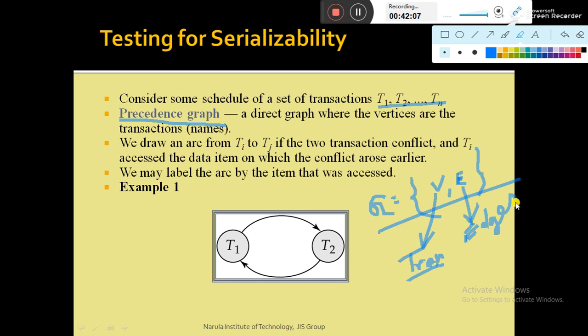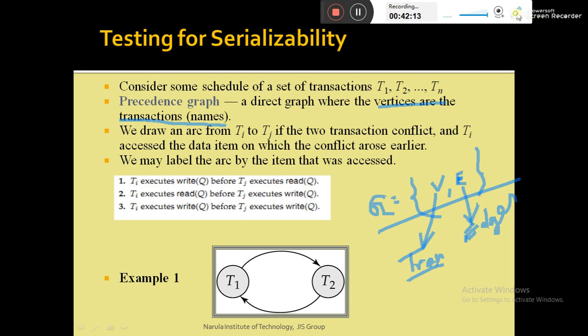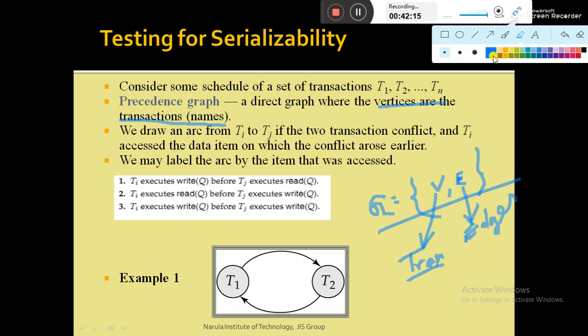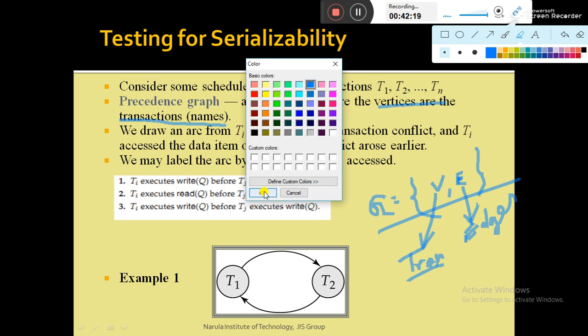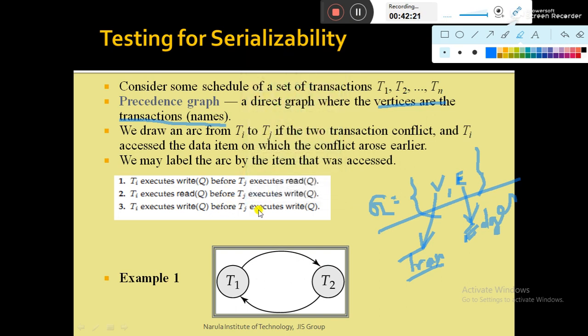Now how do we draw an edge? We can draw an edge between two transactions if any one of these three conditions is satisfied. We can draw an edge from Ti to Tj if Ti executes write before Tj executes read, or Ti executes read before Tj executes write, or Ti executes write before Tj executes write.